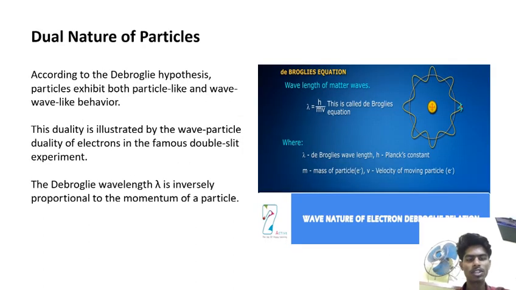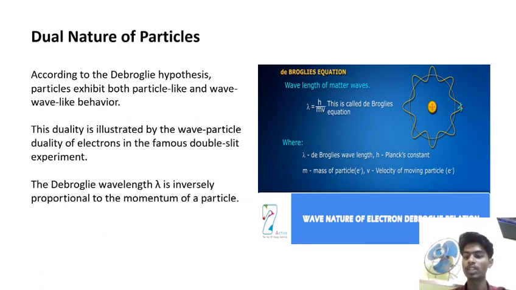Now we will discuss the dual nature of particles. As I told you, dual nature means both particle and wave nature. According to de Broglie's hypothesis, particles exhibit both particle-like and wave-like behavior. Those are known as dual nature. This duality is illustrated by the wave-particle duality of electrons in the famous double-slit experiment. It is experimentally proved by the double-slit experiment.